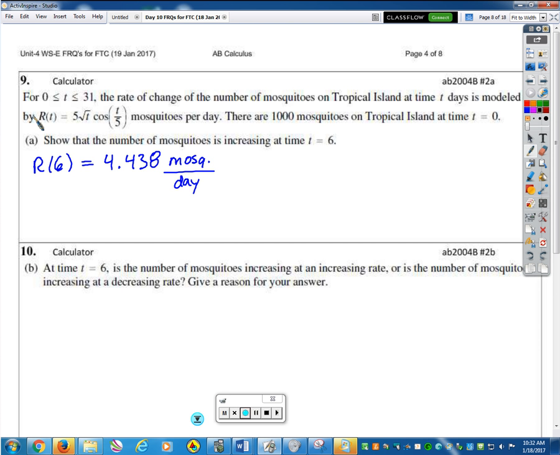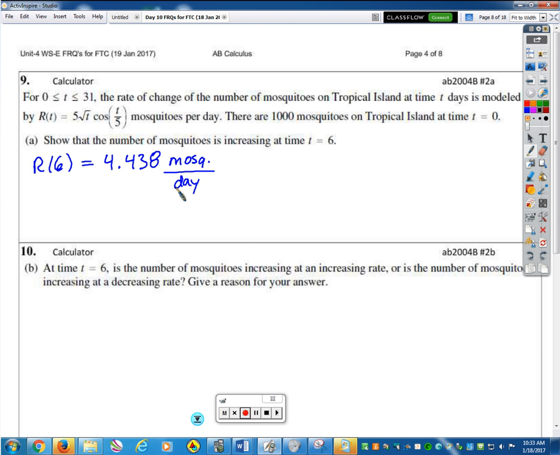They said the number of mosquitoes going up or down at time equals 6. So someone last period said, hey, that's not so bad, let's just take this formula that finds the rate at any time, and let's plug in 6. See what we get. So when they did, they got this number. Because it's a positive value, you know that the number of mosquitoes is going up on that day. Okay, 1 or 2, if that makes sense. Checkpoint. 2 points in the room. Cool.